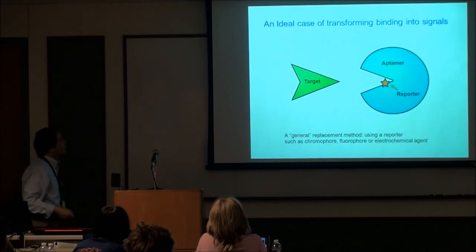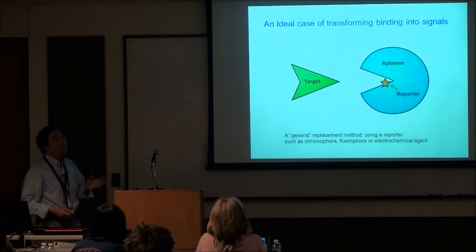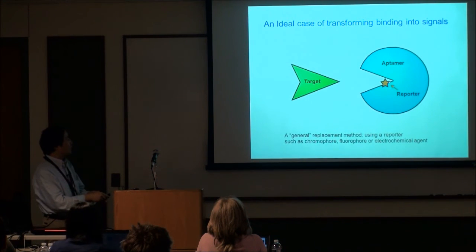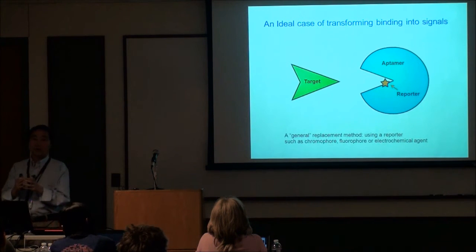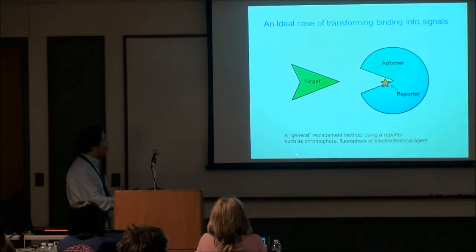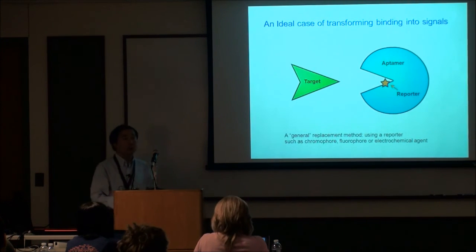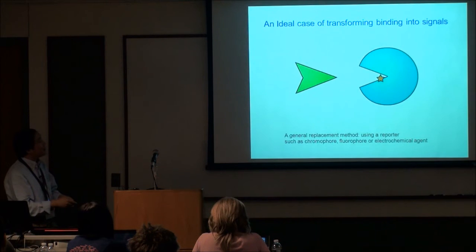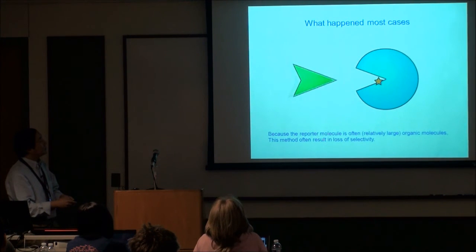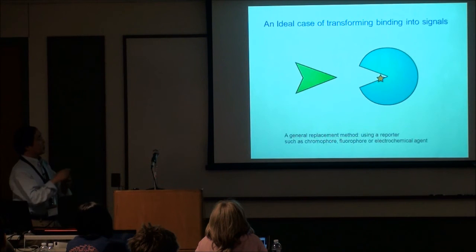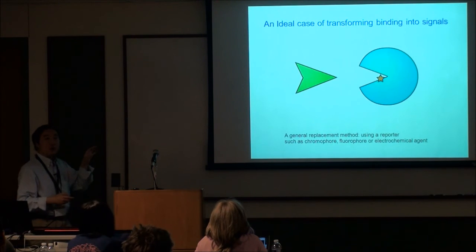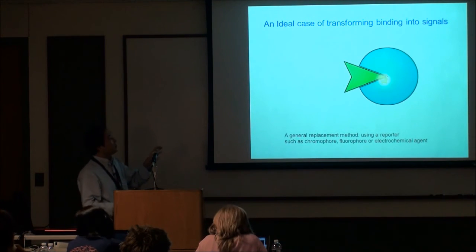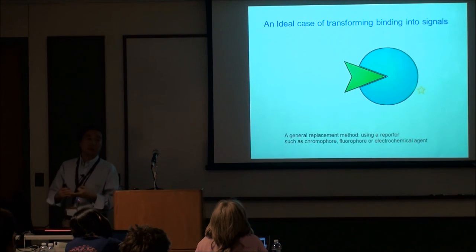So before our work, this was considered a general method called replacement technology. You put some kind of reporter group, either chromophores or fluorophores or electrochemical agents, so that in the absence of the target, this one sits at the binding pocket, okay? So it has one environment that gives you one color or fluorescent or electrochemical response. Then what happens when the target comes in? It binds to it. The idea is this: when it binds, it replaces that reporting group, so that you have a change of color or fluorescent signal or electrochemical signal.